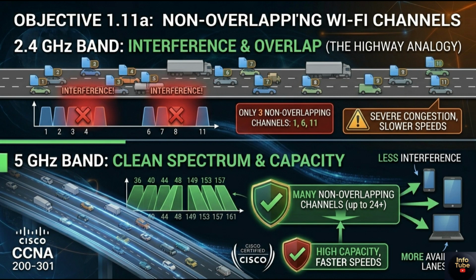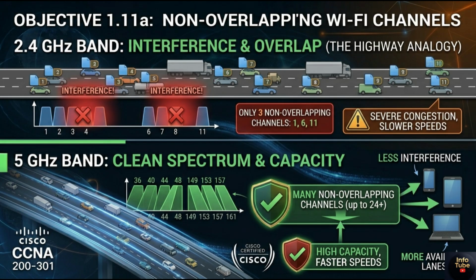1.11a Non-overlapping channels. Think of Wi-Fi channels like lanes on a highway. If 2 cars try to drive in the same spot at the same time, they crash. In wireless networking, if 2 nearby access points use the same or overlapping channels, it creates radio noise called interference, which slows everyone down. In the older 2.4 GHz band, there are only 3 clean lanes that don't overlap at all. Channels 1, 6, and 11. When setting up a network, you always want to stick to these 3.